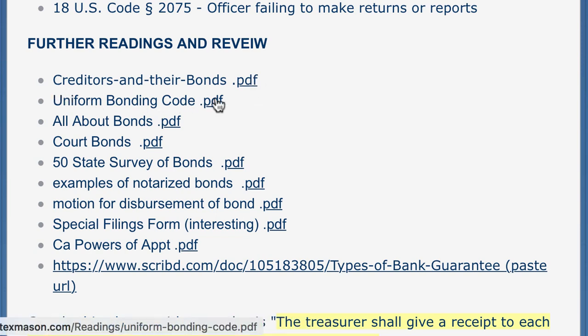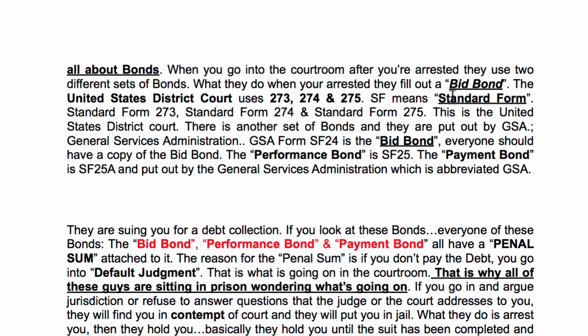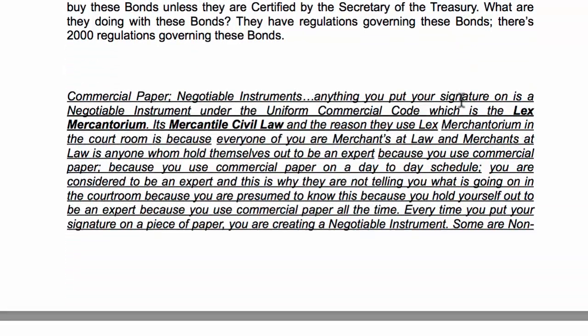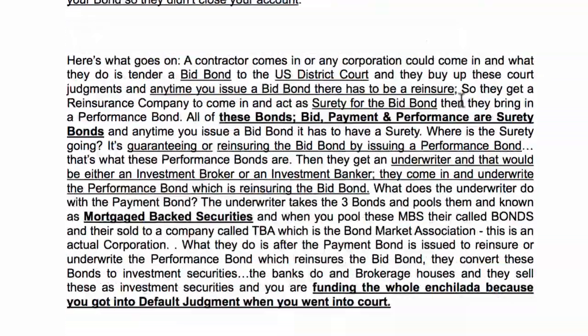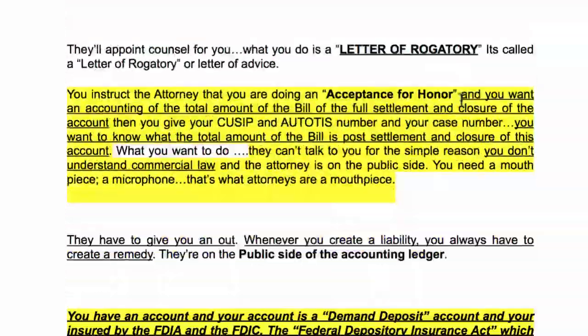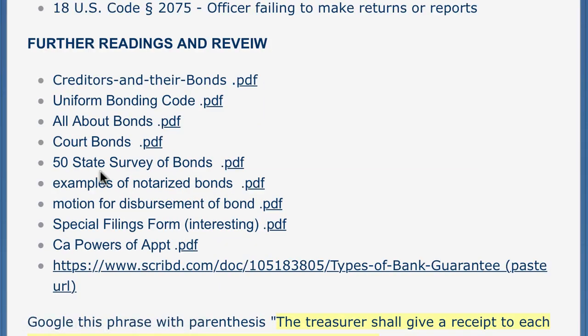The Uniform Bonding Code, you can download that here. You can Google it and find it. Here's a document all about bonds. Let me click it. I don't really know where this came from. It's just something I found on my hard drive. But it's a very good breakdown of the bid bond, performance bond, and the payment bond. Actually, it just goes through those bonds, not the Miller Act bonds. So there you go. That's another reference that you can read.